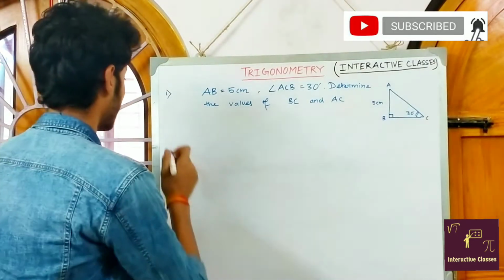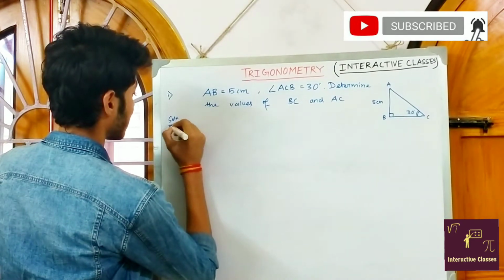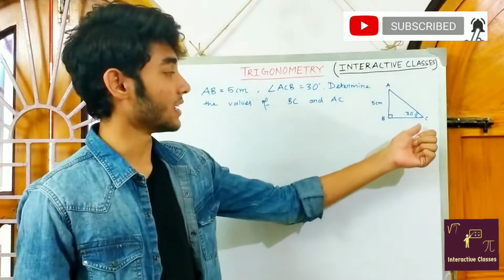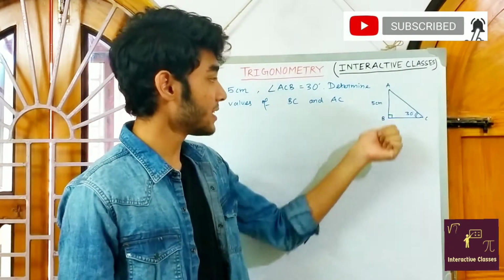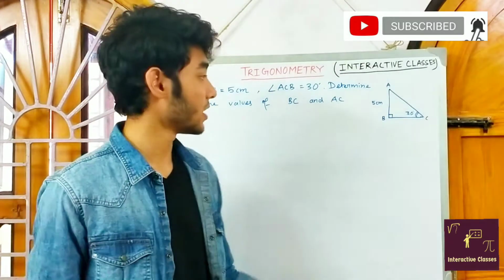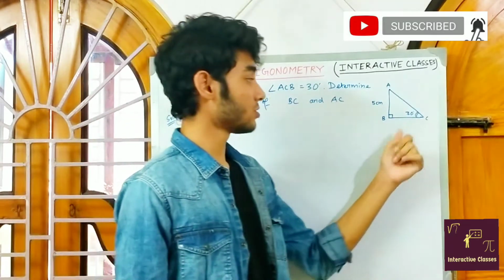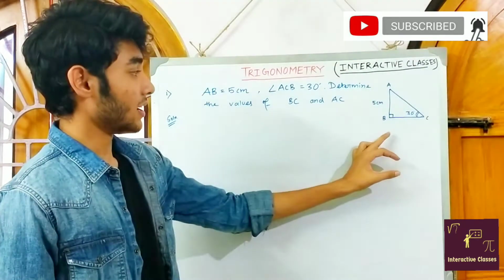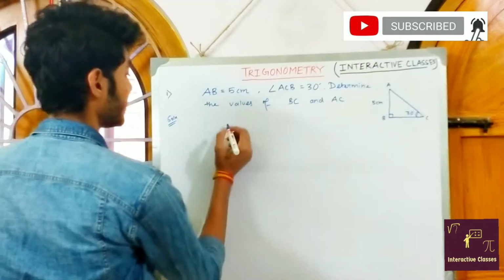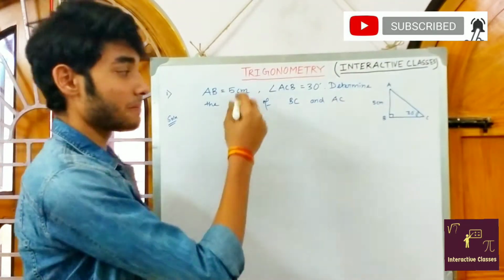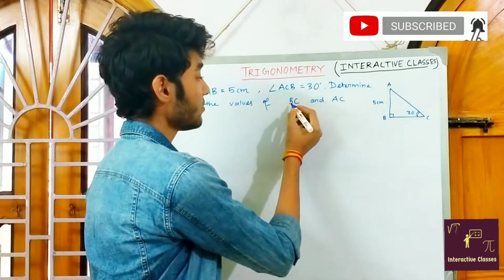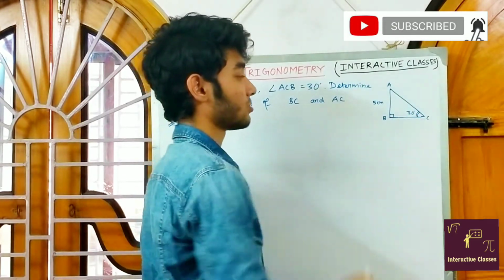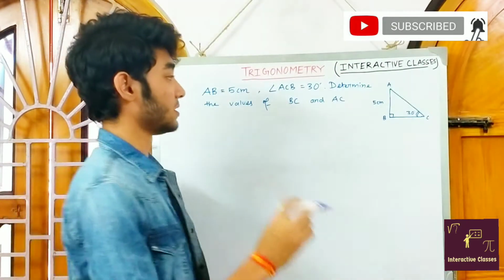So before doing the solution, we know that since the value of one angle is given and AB is 5 centimeters, by trigonometric ratios we can easily find out the length of BC and AC. So let us first write tan C. We know that tan is nothing but perpendicular by base. So BC we have to find out. AB by BC equals tan 30, so we can find out the value of BC.